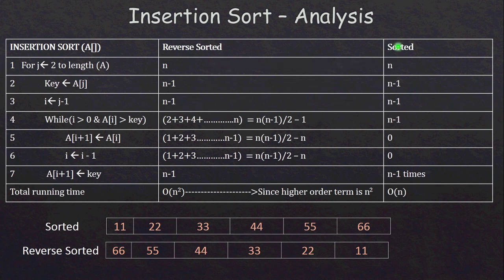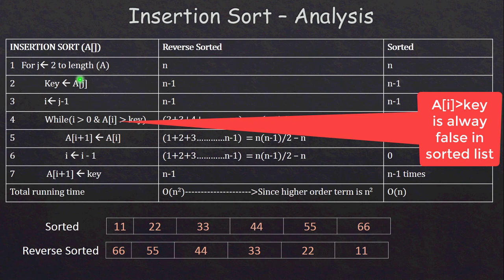Okay, next come to the sorted list. So here you just look at this condition, a of I greater than key. In a sorted list, what is initially a of I? A of I is 11. I am comparing 11 greater than key. At that time key will be 22, because initially there is only one element in the sorted list. We will take the first element in the unsorted list as key. I am comparing whether a of 1 is greater than key. Anyway it will be false. So it will execute only once in the first iteration.